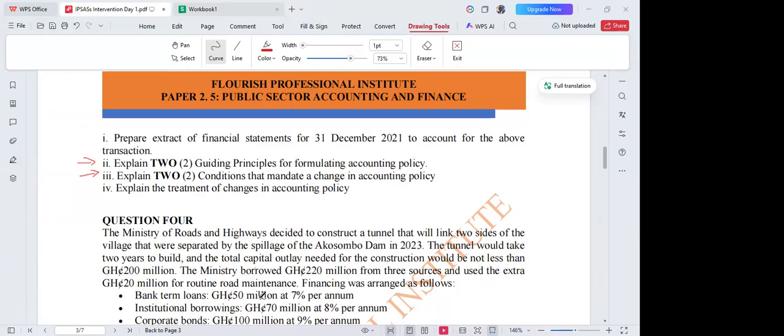But before you do cumulative effect, what should you do first? If that is not done before you go to cumulative effect, let's look at that one first. We should account for it using the prior year adjustments. So if the prior year adjustment is not available, then we use the cumulative effects.